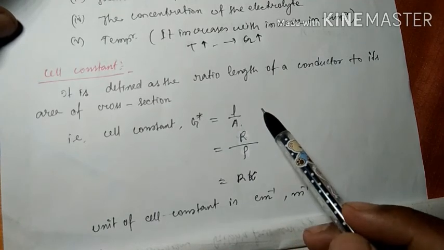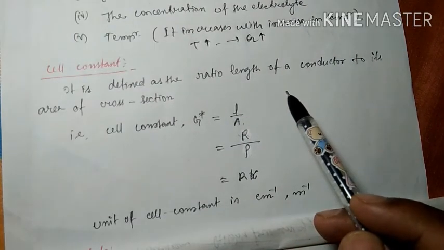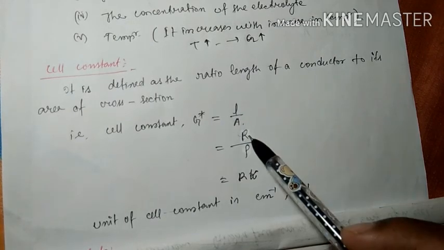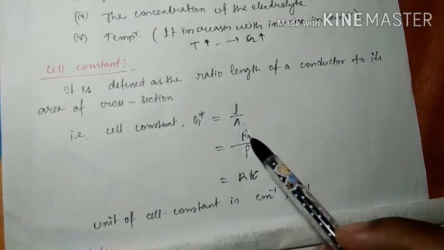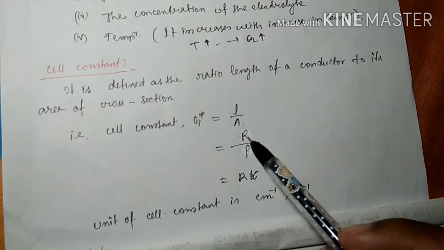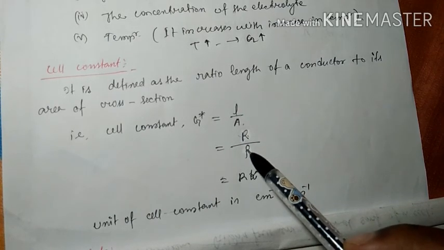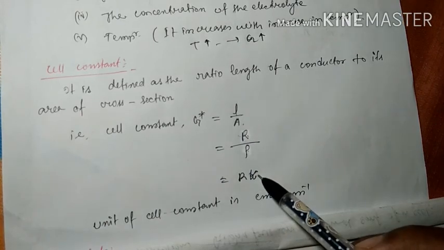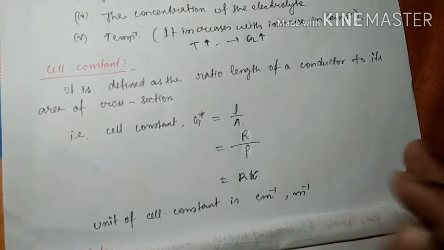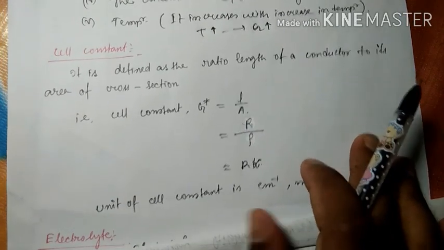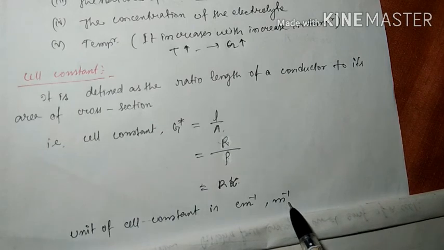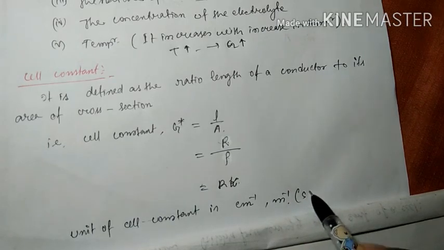Now, if we put in the values from the resistance or resistivity and the conductance, you will get R by rho. R is the resistance, rho is the specific resistance. Now R is here, 1 by rho is kappa. We know kappa is the specific conductance or conductivity. That means the unit of cell constant becomes meter inverse or centimeter inverse. Meter inverse is the SI unit.